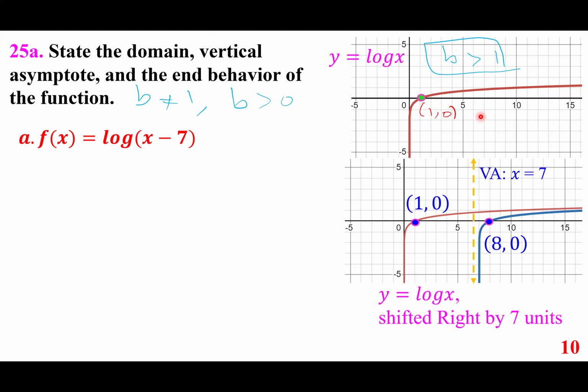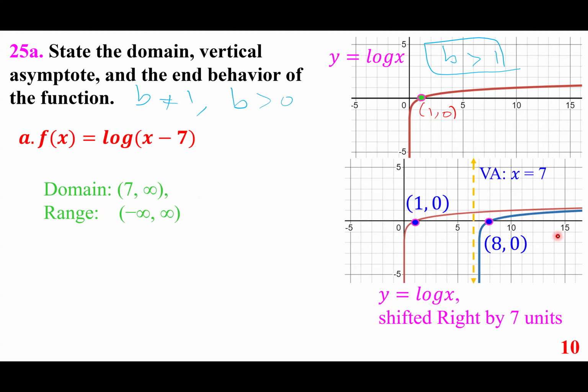Going back to this, the domain is from 0 to infinity, 0 is not included. The range is all real numbers. So what happens to the new one? The range remains unchanged from negative to positive infinity. But the domain, as we shift it to the right, is from 7 to infinity. So domain 7 to infinity, and the range of both functions remains unchanged.